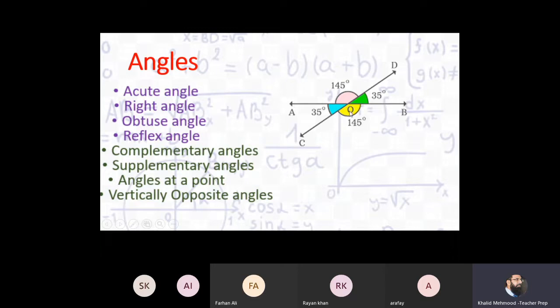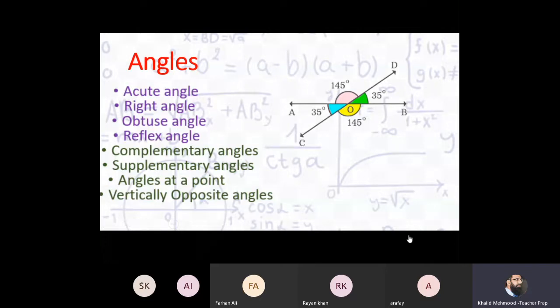Now come to another pair of angles. Yellow is equal to light purple, so these two angles are 145 degrees, and that's why these are also vertically opposite angles. So the vertically opposite angle of 145 is 145, and of 35 degrees is 35 degrees. This is all about vertically opposite angles. One more point you may remember: these are also angles at a point, because if you add all these numbers, that will give you 360 degrees.